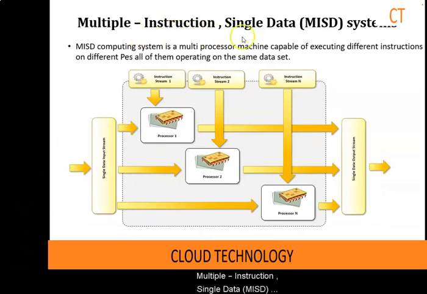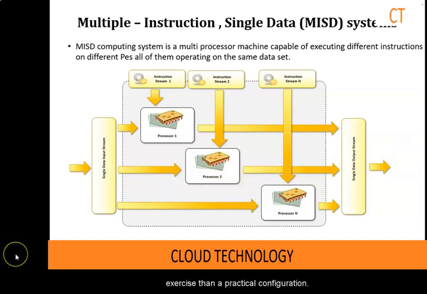Multiple instruction single data computing system is a multiprocessor machine capable of executing different instructions on different processing elements, all of them operating on the same data set. For example, y = sin x + cos x + tan x. Machines built using the MISD model are not useful in most of the applications. Few machines are built, but none of them available commercially. This type of system is more often an intellectual exercise than a practical configuration.